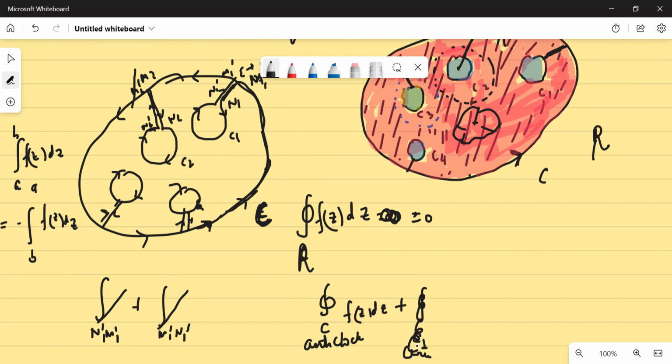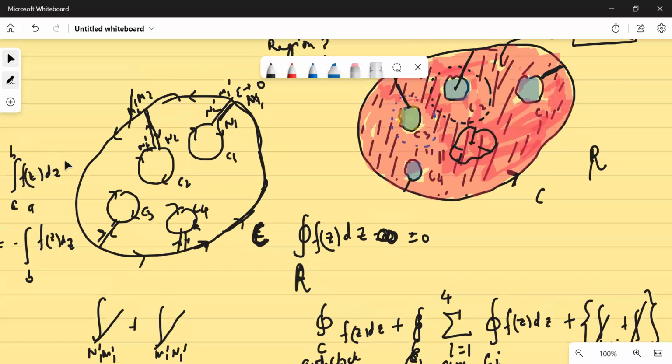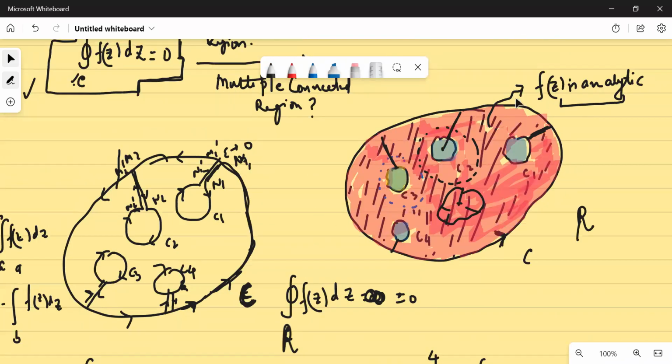So what will happen is all these small curves that I'm drawing, C1, C2, C3, C4, it will be equal to the summation i equal to 1 to 4, clockwise orientation, integral f(z) dz over all the Ci's. And obviously there will be two integrations along some Mi's and Ni's, plus integration Mi's, Ni's, and this will get cancelled. So I'm not bothered about it. I've already told you that my function is analytic in this region R, that is the multiply connected region R. So this integration is 0.